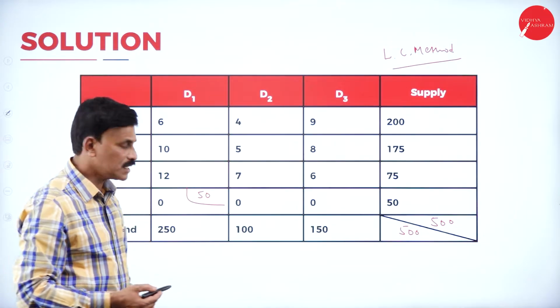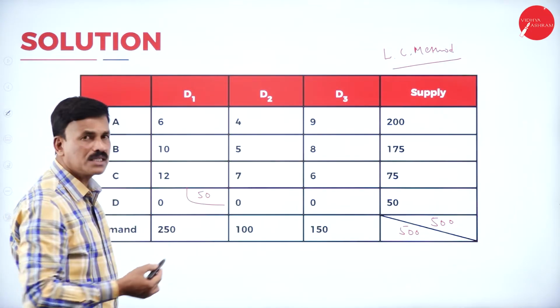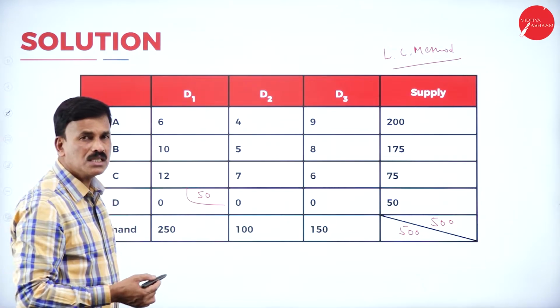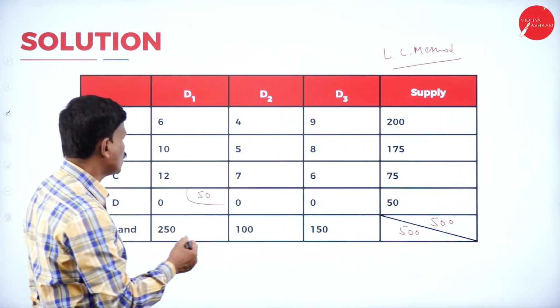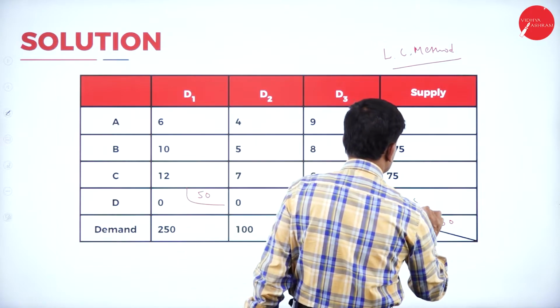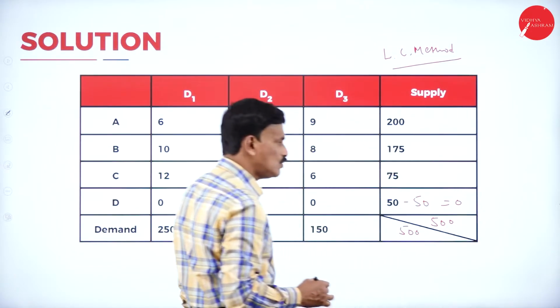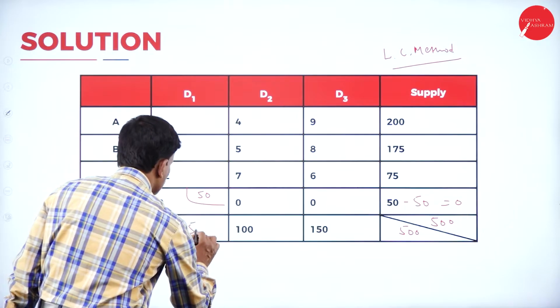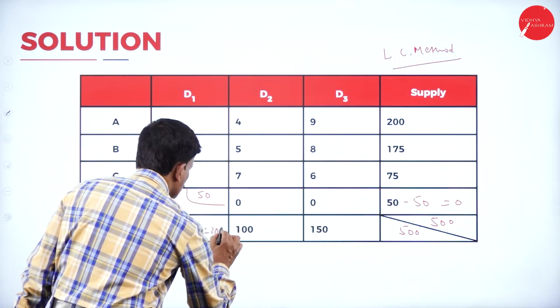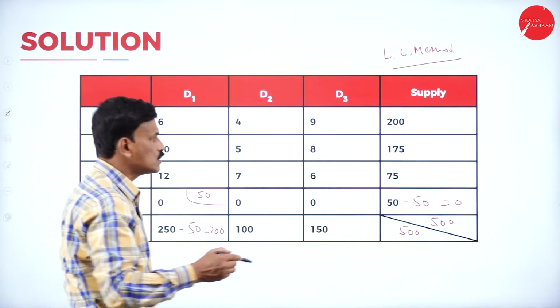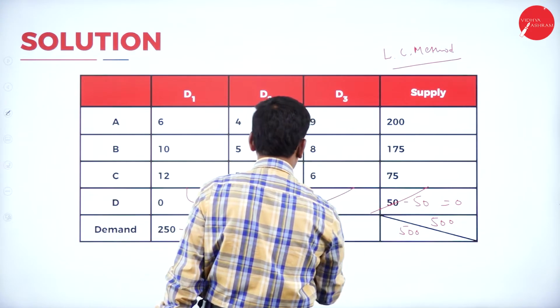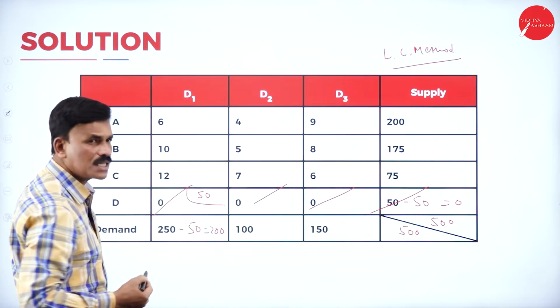Identify the demand and the supply. Demand is 250 and the supply is 50. Which is the least? Supply is the least. 50 I can allocate here. 50 minus 50 is equal to 0, and 250 minus 50 is equal to 200. Once this becomes 0 means I can cancel this entire row. So, everything gets cancelled.